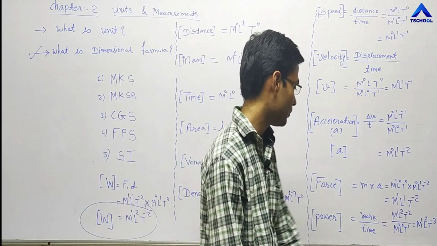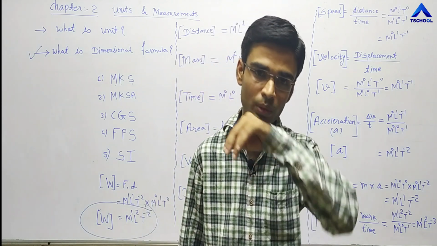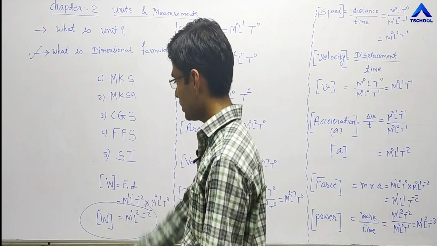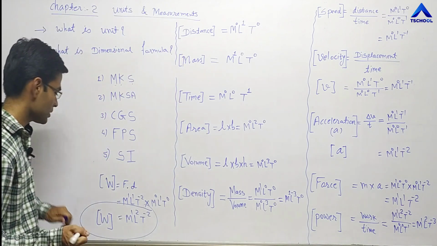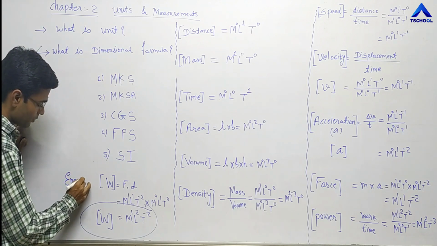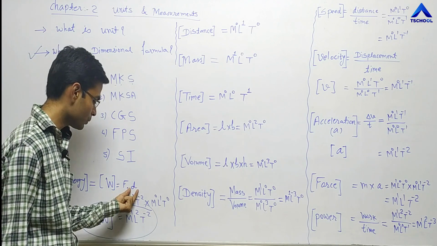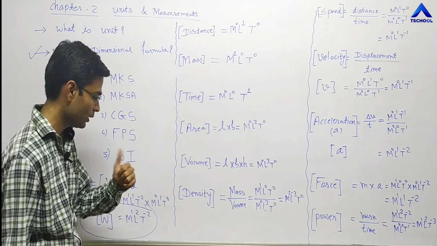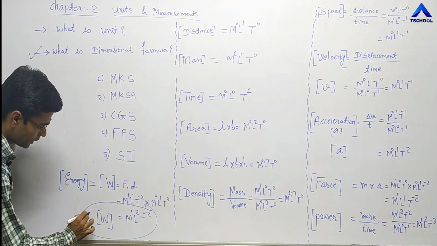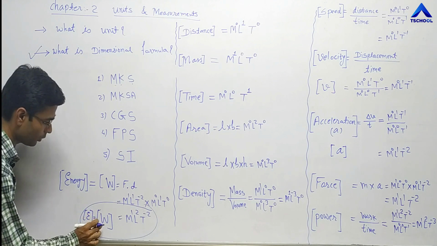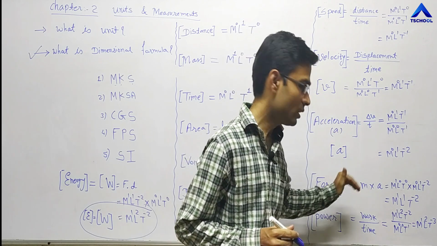Dimensional formula of energy. Energy is one type of work, so the dimensional formula of work and the dimensional formula of energy are equal. The dimensional formula of energy is equal to the dimensional formula of work, which is force into distance, M1 L2 T minus 2 into M0 L1 T0. So the dimensional formula of energy, capital E, is equal to the dimensional formula of work, capital W, which is M1 L2 T minus 2. These are the basic dimensional formulas.